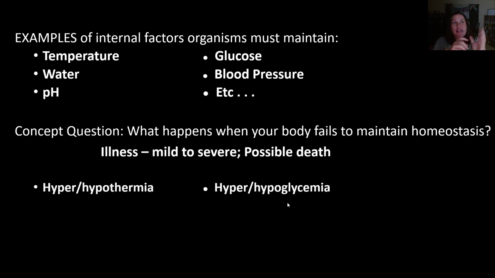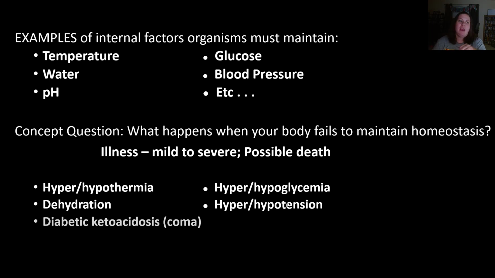So some examples of this, if we're looking at those examples above. Temperature: if your temperature gets too high, we call that hyperthermia. If it gets too low, it's hypothermia. If your glucose gets too high, we call it hyperglycemia. If it's too low, it's hypoglycemia. If you have a water issue, this could be dehydration. Blood pressure, you could have hypertension if it's too high or hypotension if it's too low.